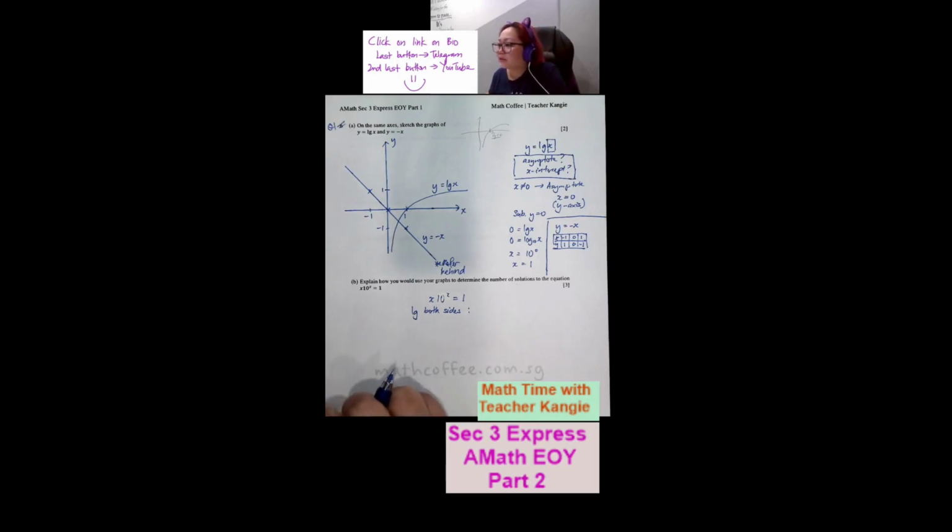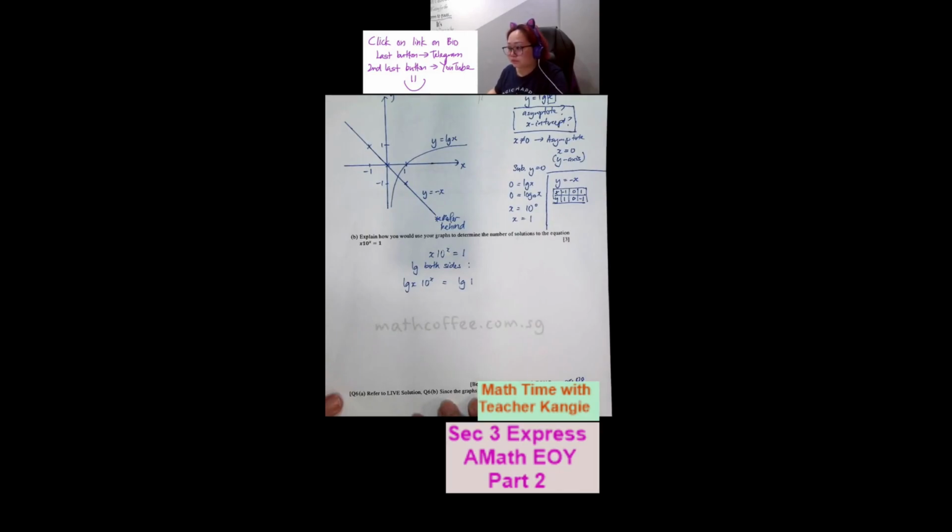Okay, so log both sides. Now log both sides, that means log of x times 10^x is equal to log 1. Properties, you all need to know that log 1 is 0. Log 1 is 0. So the right hand side is 0.